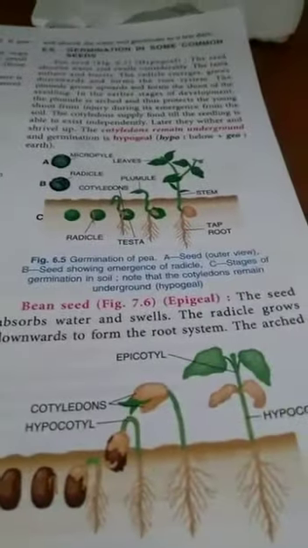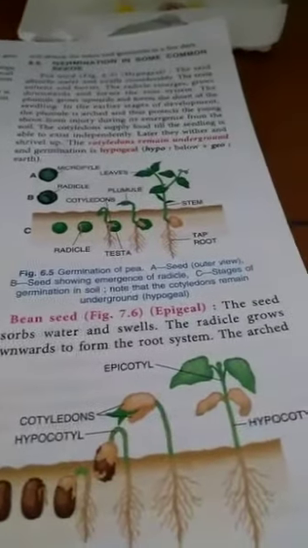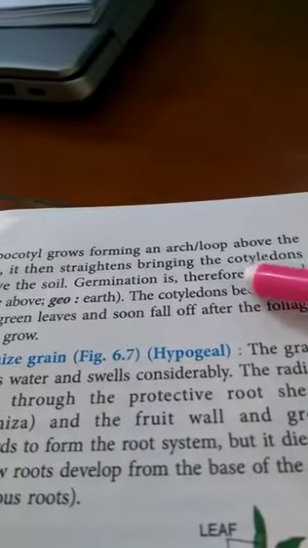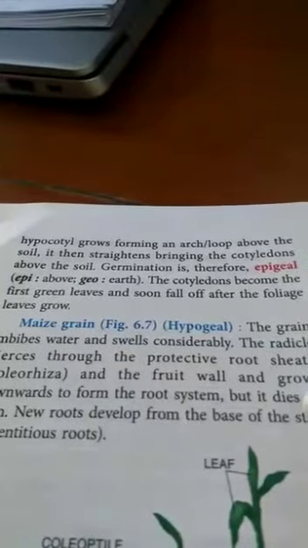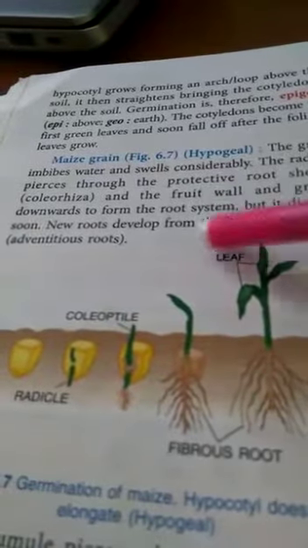While in case of bean seed, the seeds absorb water, swell up, the radicle comes out, gives rise to a root system, and the plumule gives rise to a shoot system, and the cotyledons come out because the hypocotyl elongates faster. So cotyledons come out and they act as the first green leaves, and when finally the foliage or the leaves grow, they fall down. So this type of germination is called epigeal germination. In maize grain also the hypogeal germination is present.